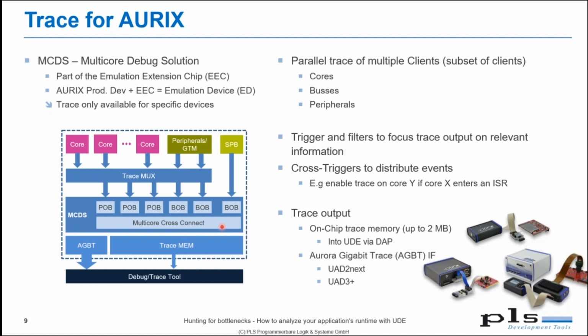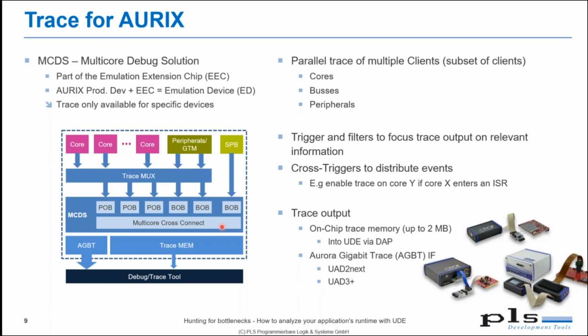The size of the memory is up to 2 megabytes. The actual size which is available depends on the device. So if you record the trace information into that on-chip trace memory, you can transfer the trace via DAP, which is the debug interface, from the on-chip trace memory into the tool.